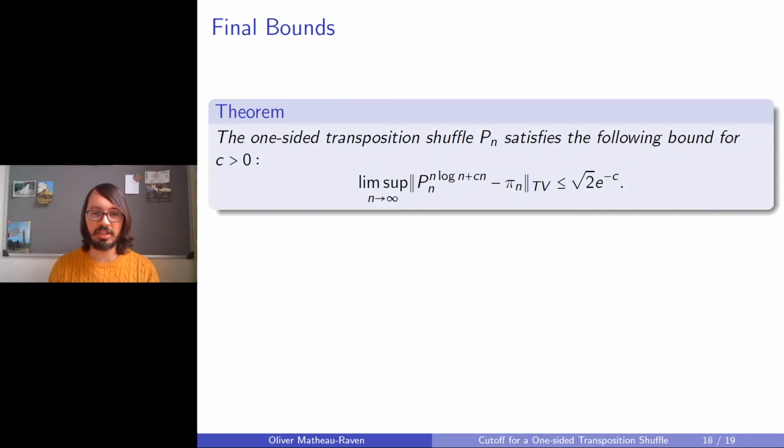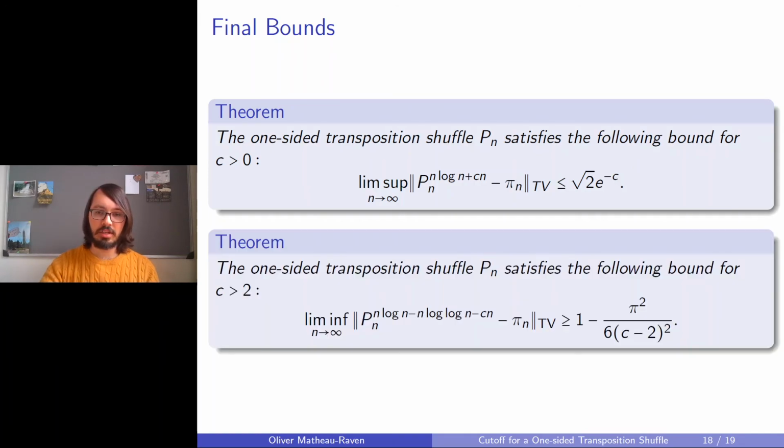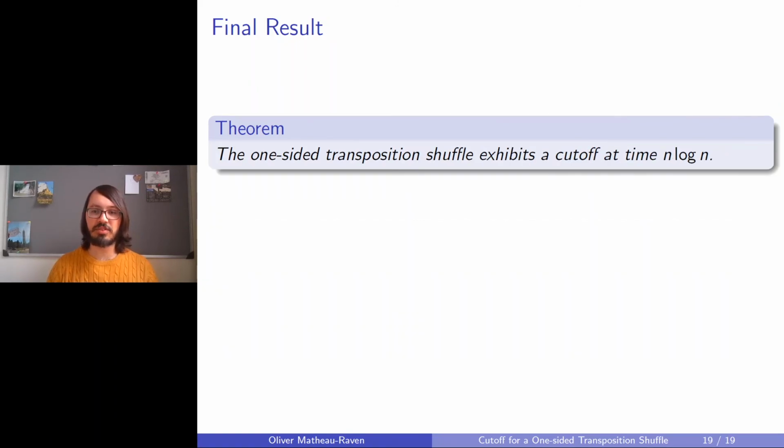Now I said we weren't going to talk about the lower bound, we will do briefly. So the one-sided transposition shuffle also satisfies the following lower bound that says that at n log n and a few less steps, we have it lower bounded in n. Okay, and as c tends to infinity here, we get this tending to 1. Putting these two results together gives us that the one-sided transposition shuffle exhibits a cutoff at time n log n. This is twice as slow as the classical random transposition shuffle, which exhibits a cutoff at time n over 2 log n.